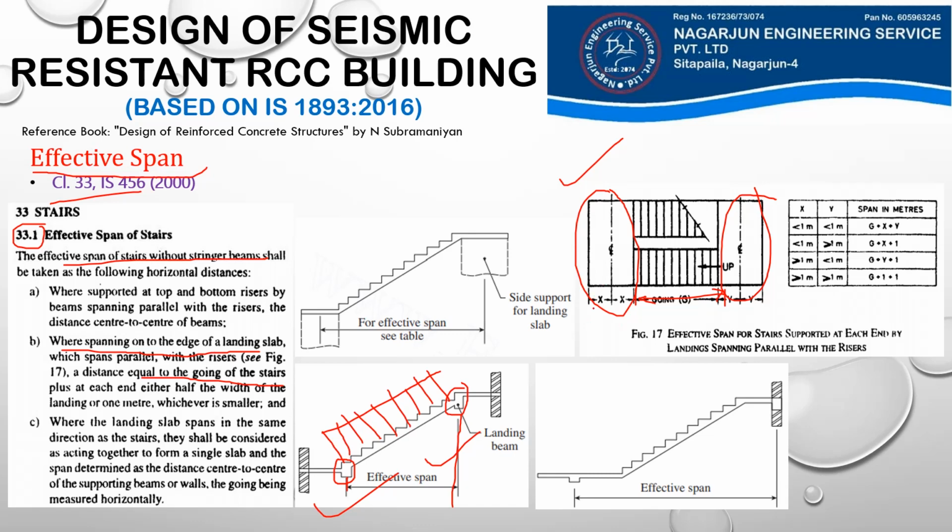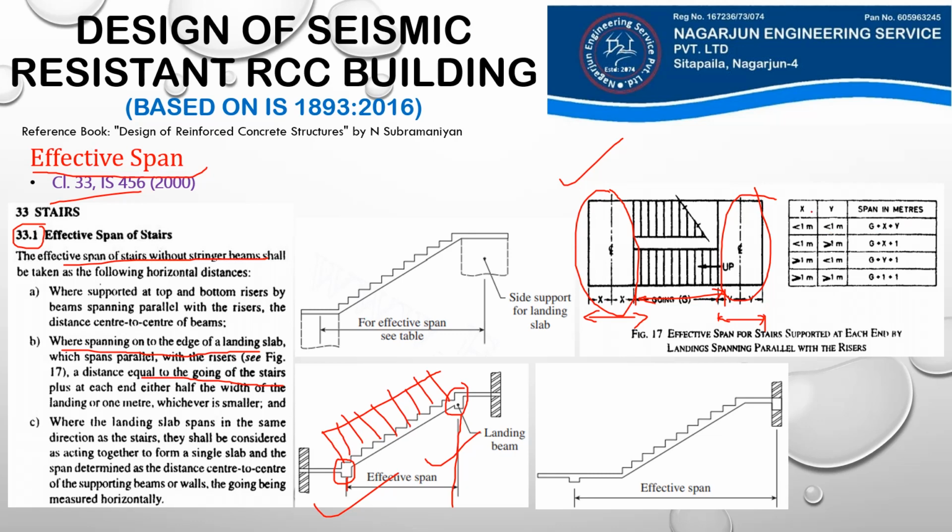For example, let's see here, the width of the landing here is twice x, as given in this diagram. That means half the width is x. Similarly, the width of this bottom landing is 2 times y. So half the width is y. So if the values of x and y are smaller than 1, then we take 1 meter. But if these are greater than 1, then we take that value x or y.